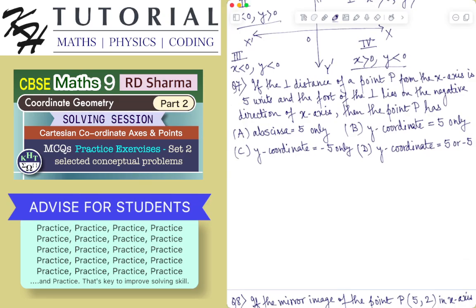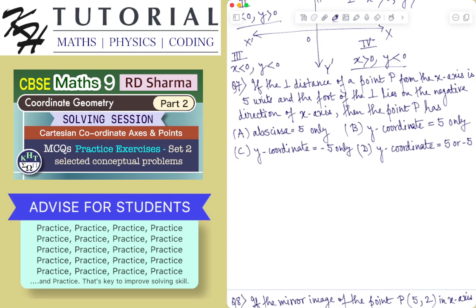If the perpendicular distance of a point P from the x-axis is 5 units and the foot of the perpendicular lies on the negative direction of the x-axis, then the point P has... Okay, so we have to find the coordinates of the point P. What is given? The perpendicular distance of a point P from the x-axis is 5 units. Now this means the ordinate, the perpendicular distance of a point from the x-axis means the ordinate. Now the ordinate could be negative or it could be positive.